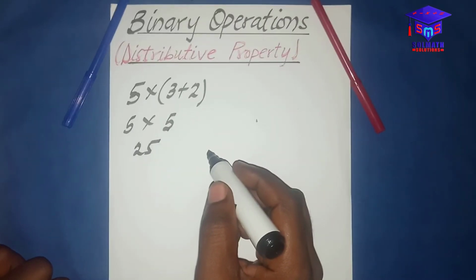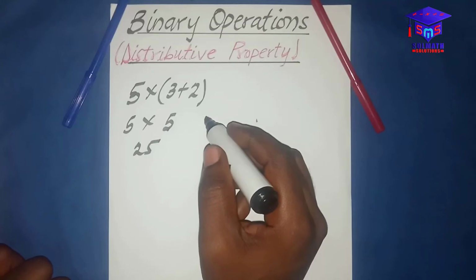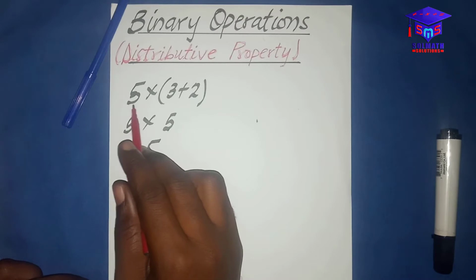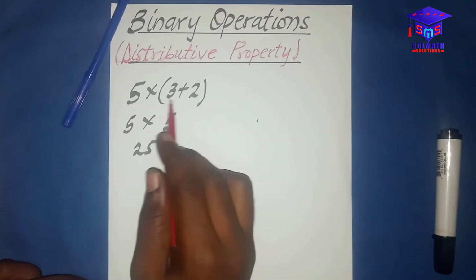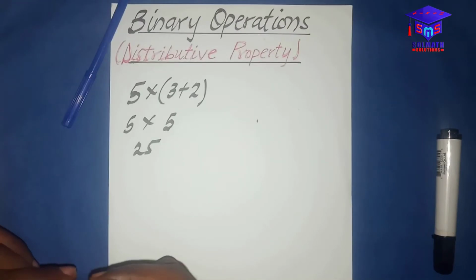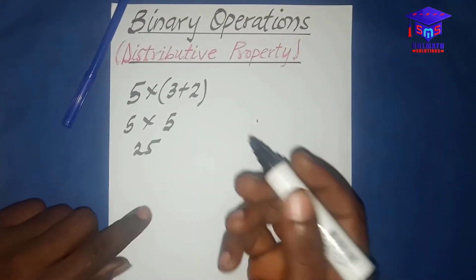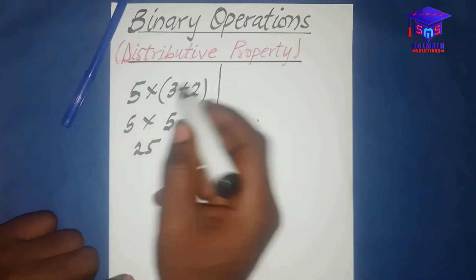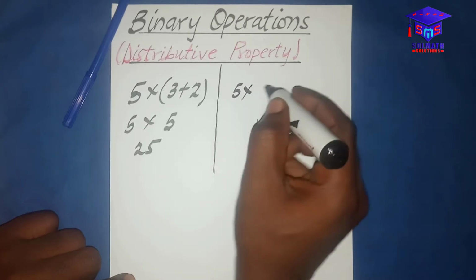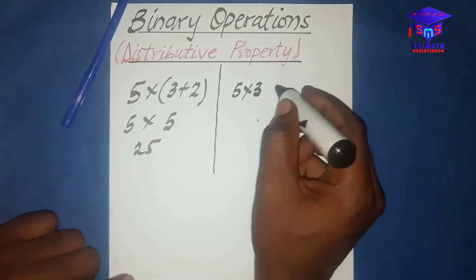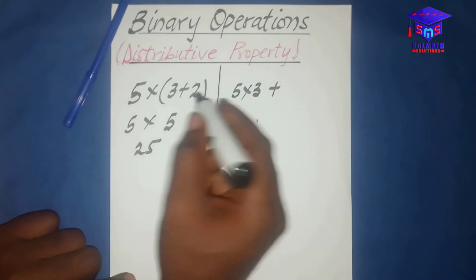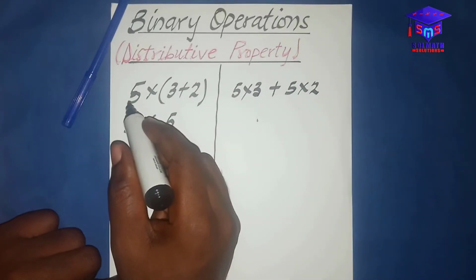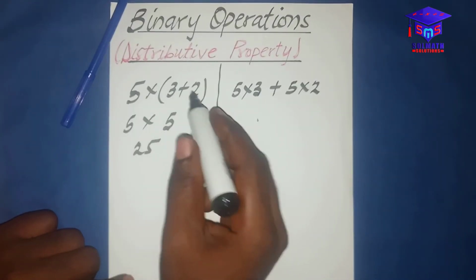25. Good. Another way that we can do this is to use the distributive property, where we distribute the quantity 5 to the two quantities in a bracket. So we're going to have 5 times 3 plus 5 times what? 2. 5 times 2. So we have distributed the quantity 5 between the two quantities in the bracket.